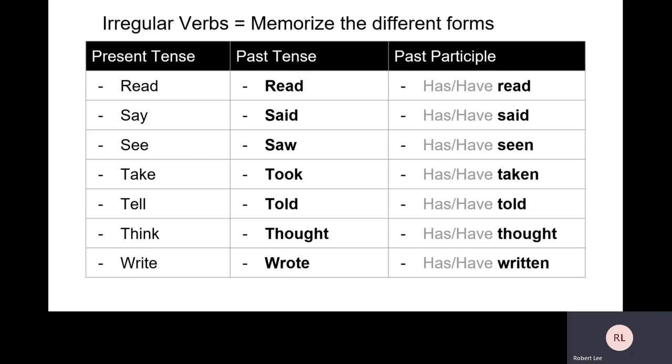And this is the final set of the irregular verbs. And notice that some of them just repeat the same spelling. So in the present tense, read is R-E-A-D. In the past tense, read is the same. The only difference here is the pronunciation. Again, in the present tense, it's read, and then in the past tense and the past participle, it's pronounced read.